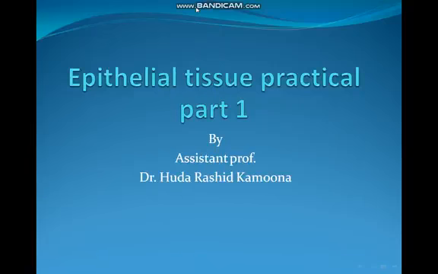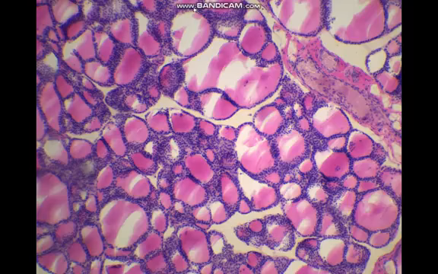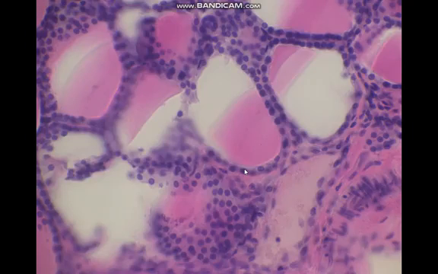Today's practical session is about epithelial tissue. Starting with the simple epithelium. In this slide, we can see a section in the thyroid tissue. It's made by follicles of different size. Each follicle is occupied by thyroglobulin in the center and is lined by simple cuboidal epithelium.